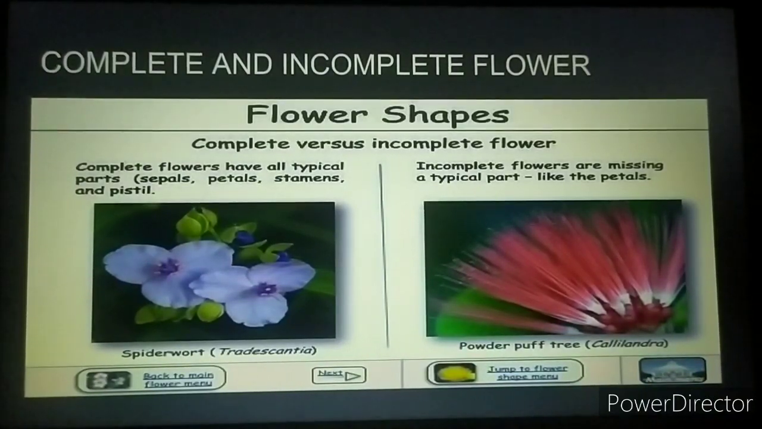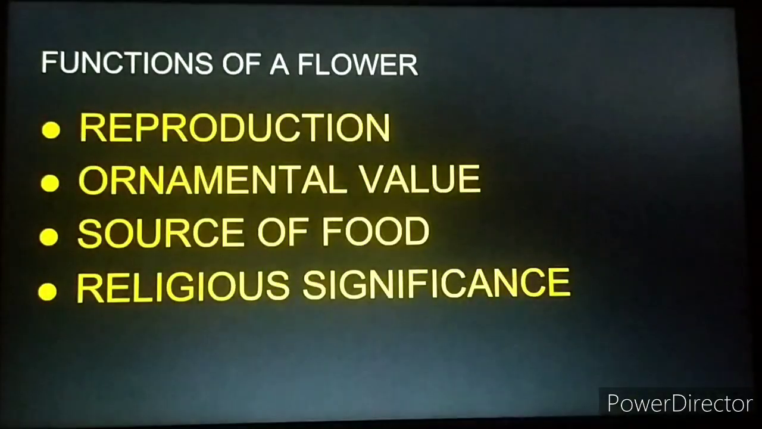Now moving on to the next topic, that is functions of a flower. The very first function of the flower is reproduction. Flowers, as you know now, are the reproductive organ of a plant, and they are composed of male as well as female gametes. So, their function is to produce fruits and seeds, and the seeds germinate and produce a new plant.